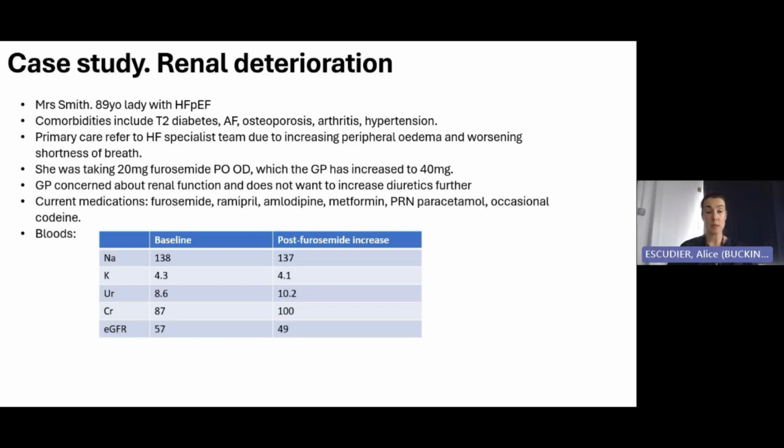She was previously taking 20 milligrams of furosemide once a day. The GP's increased that to 40 milligrams once a day, but there's been a reduction in the kidney function, and primary care were looking for some further advice regarding that. As we can see, Mrs. Smith is also, as well as the furosemide, taking ramipril, amlodipine, metformin, and some painkillers. So we can see there that there's been a reduction in the renal function. The creatinine's risen from 87 to 100, and the eGFR's dropped from 57 to 49.